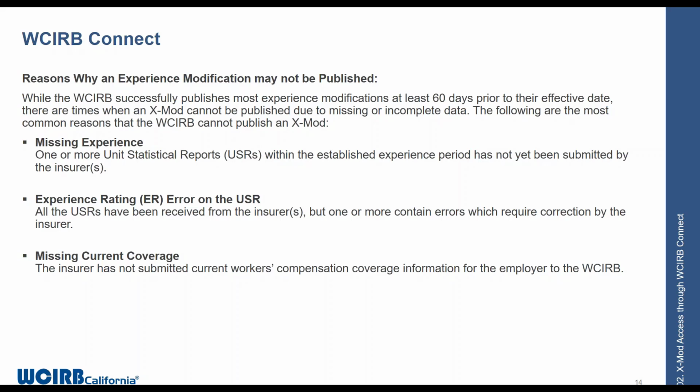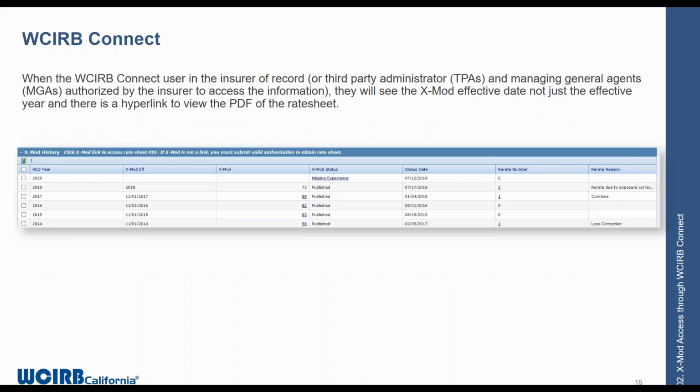Or it may be that we don't have any current coverage. So we've got all the experience that's necessary in order to calculate the experience modification, have in fact calculated the mod, but we don't have a current insurer to release that to. So it's going to end up being an approved status, but it's not going to be published. So these are various designations that you may see in Connect where an experience modification actually hasn't been published yet.